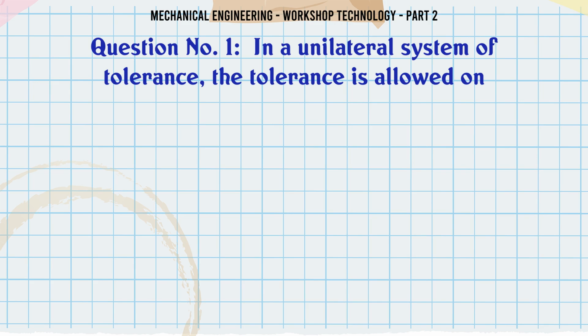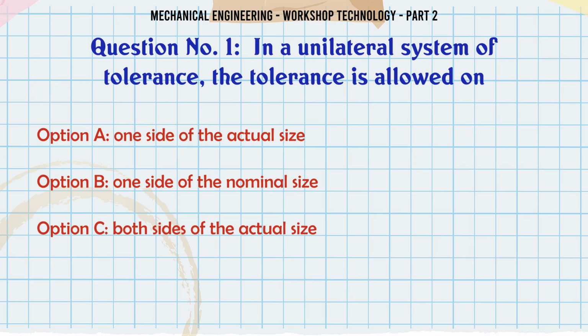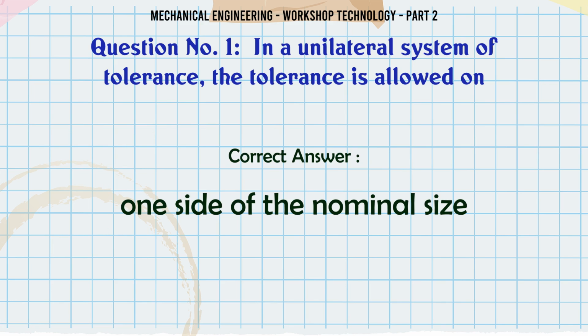In a unilateral system of tolerance, the tolerance is allowed on A. One side of the actual size, B. One side of the nominal size, C. Both sides of the actual size, D. Both sides of the nominal size. The correct answer is one side of the nominal size.